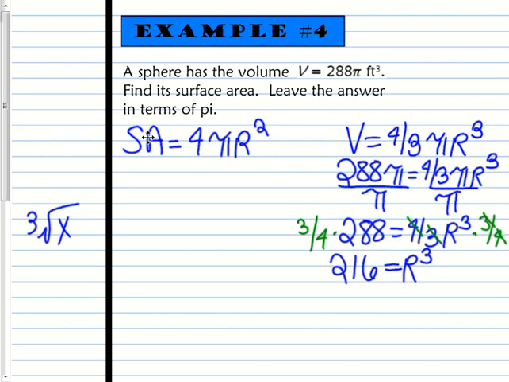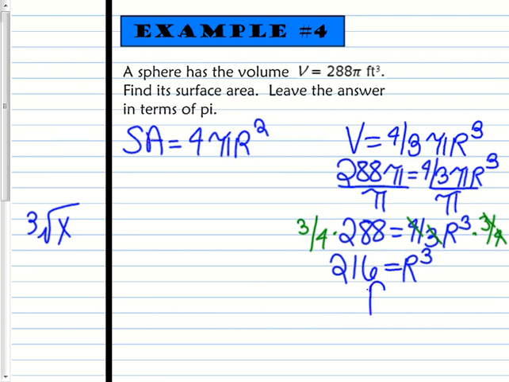The cube root of x. Okay, that's above the 0 button. So you have 216 on your calculator. Press the second button and then 0. And you're going to get the number 6. So 216 to the cubed root is 6.